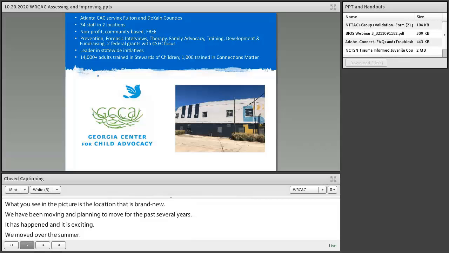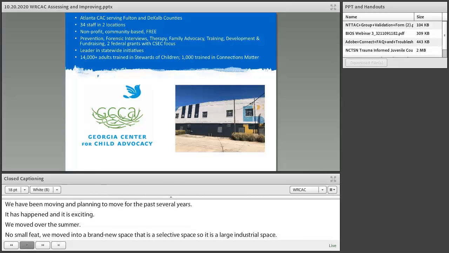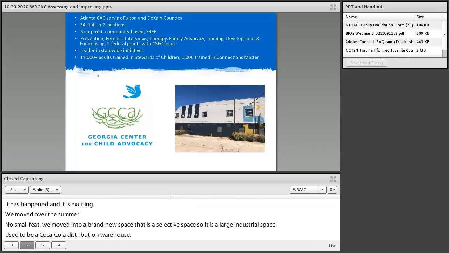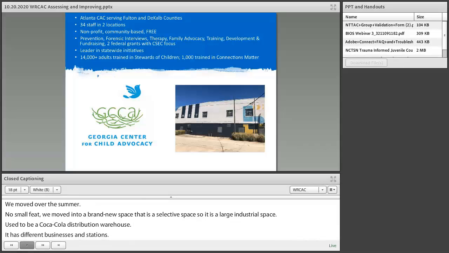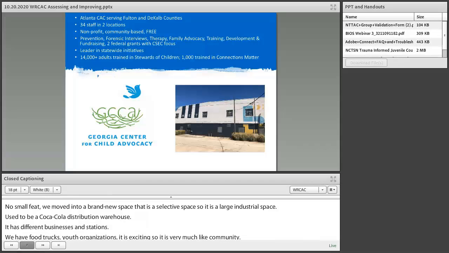It's a large industrial space. I believe it used to be a Coca-Cola distribution warehouse site. So it's a huge warehouse site with a bunch of different businesses and art-like stations. We have some food trucks. We have some youth-led organizations there. So it's really exciting. It feels very much like community. And so as we go throughout this presentation, I'm going to be showing you some pictures of our new space because we're really excited about it.